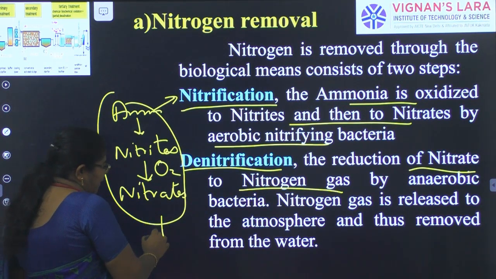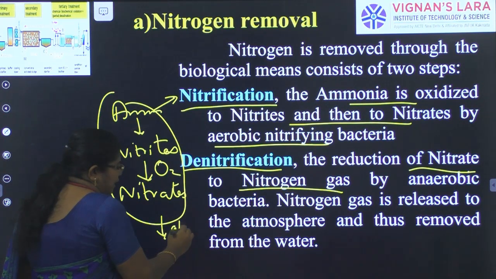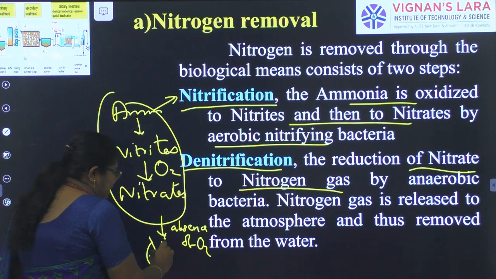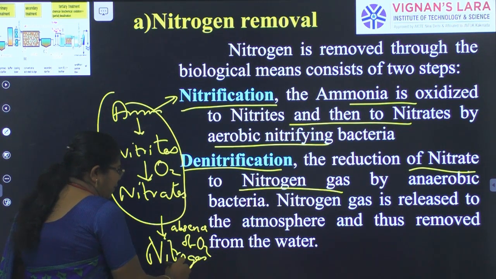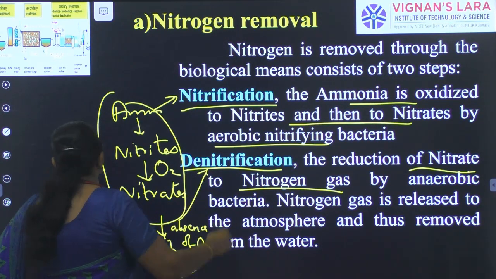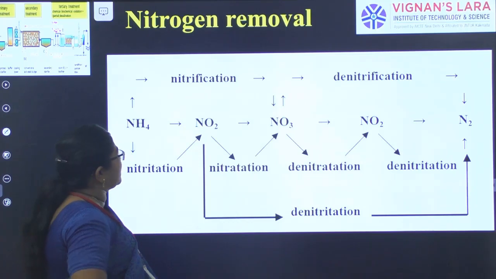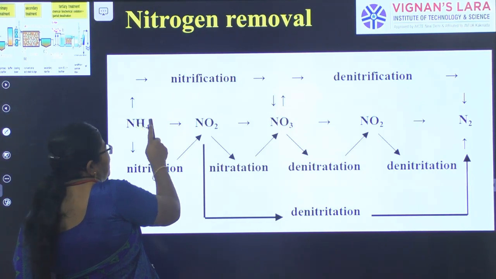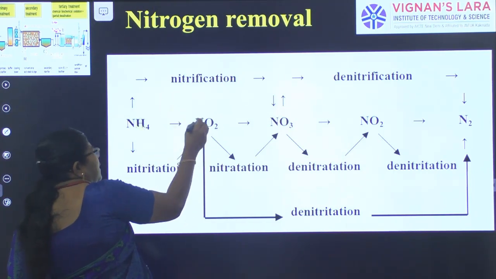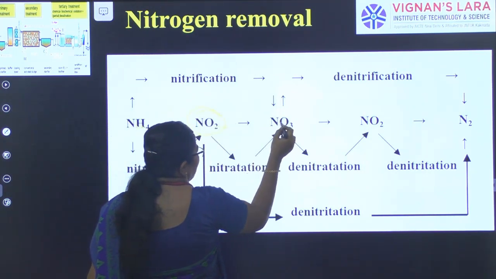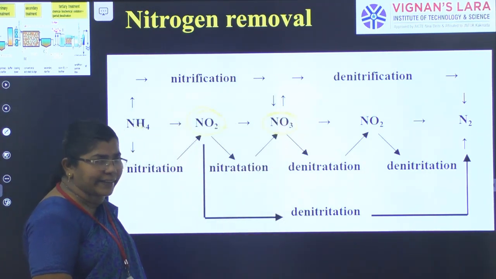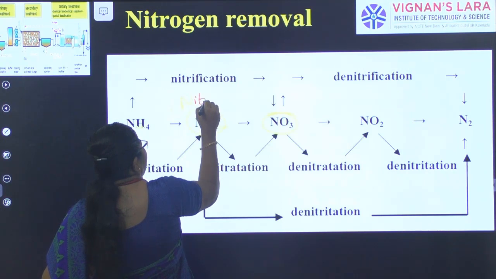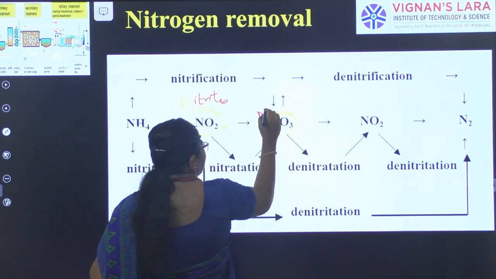So these nitrates, in the absence of oxygen, will form nitrogen gas, which will be sent to the atmosphere. That we call denitrification. So you can see the nitrification process: the NH4, that is ammonia, will be oxidized in the presence of oxygen to form nitrites, and again in the presence of oxygen it forms nitrates. This is nitrite, this is nitrate.